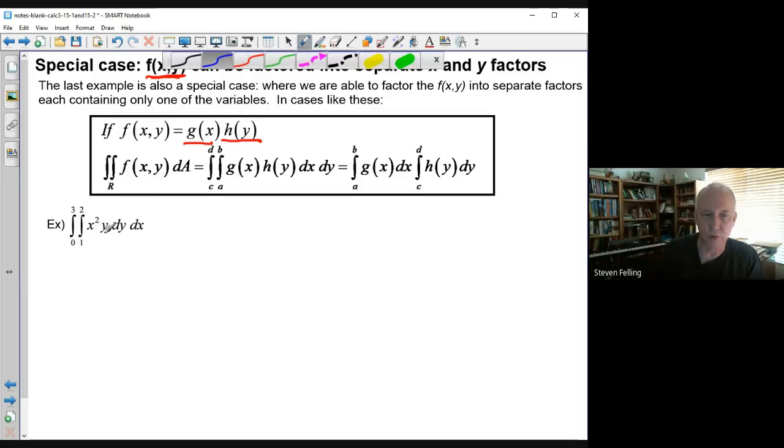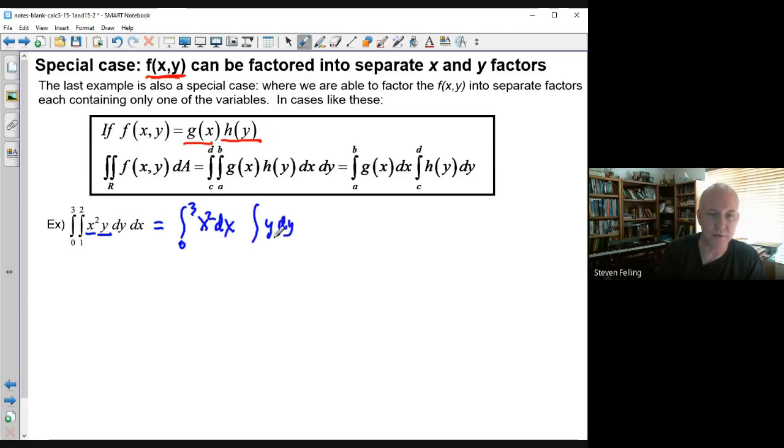This x squared y can actually be considered 2 functions, x squared and y, that are multiplied together. And that means I can rewrite this as an integral for the x part. The x goes with the 0 to 3. So that would be the integral from 0 to 3 of just x squared dx. And then a separate integral for the y part, y dy, from 1 to 2. And then we can just multiply those results.